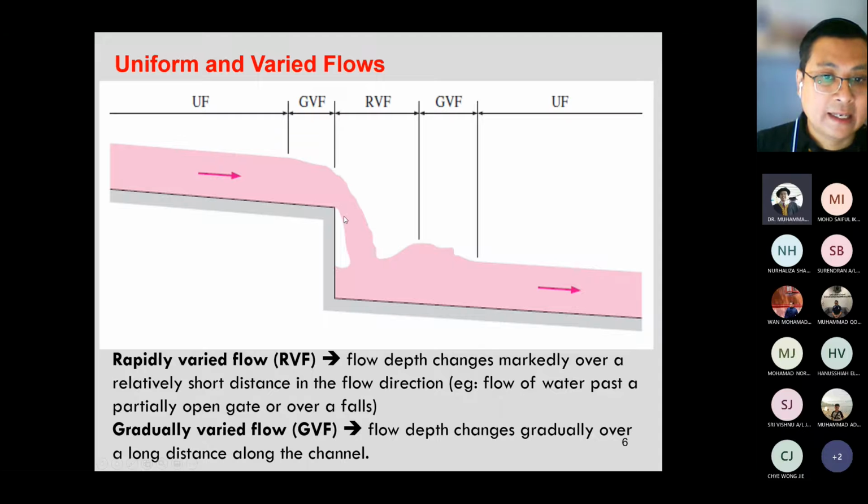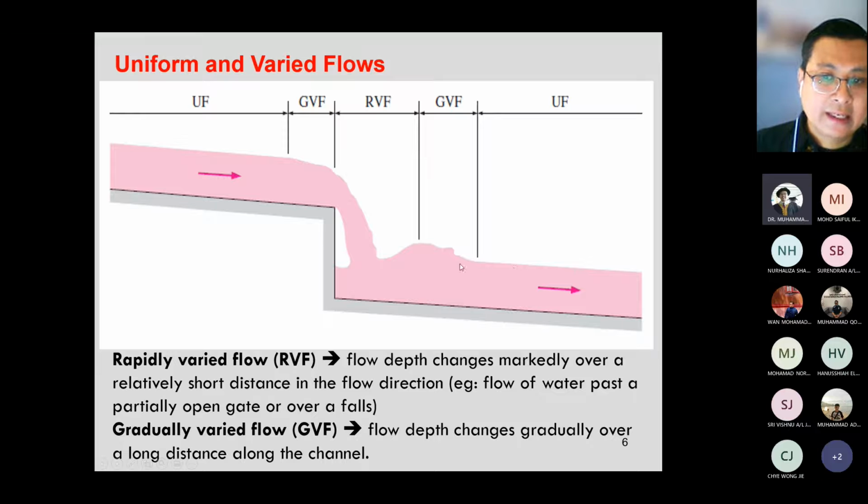Then exactly after exiting the zone of gradually varied flow, we meet a rapidly varied flow. The main flow depth changes markedly over a relatively short distance in the flow direction. For example, the flow of water passing a partially open gate or over a fall. So after that, we call it RVF.